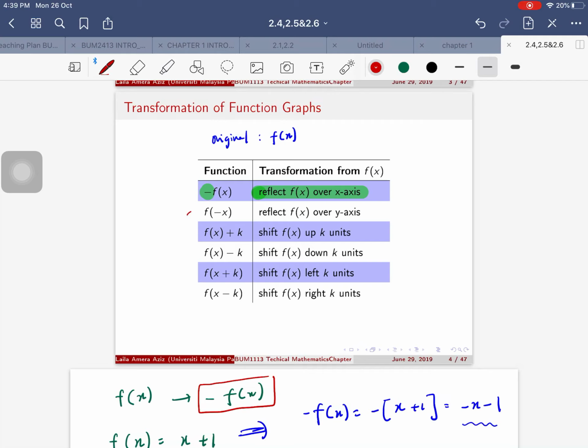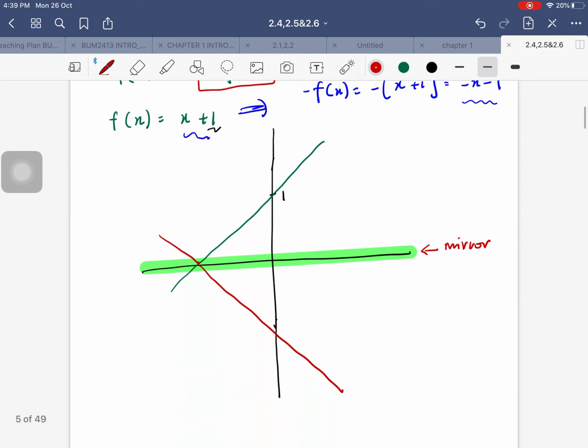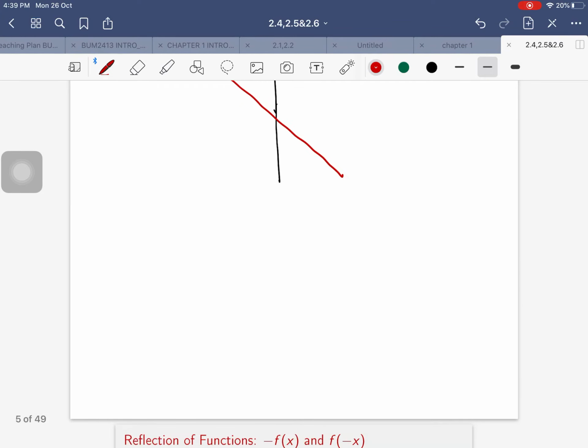Okay, and next we have the case of f of negative x. If your function starts from f of x and is transformed to f of negative x, the graph is going to be reflected over the y-axis. So the negative outside is over the x-axis. When the negative is inside, it's over the y-axis. So what is the difference between the negative inside and outside? It's going to be something like this.